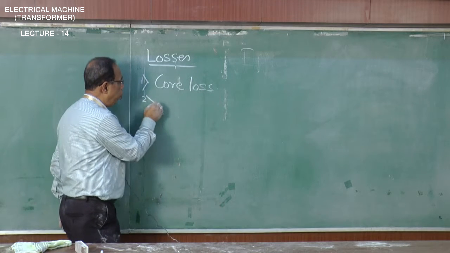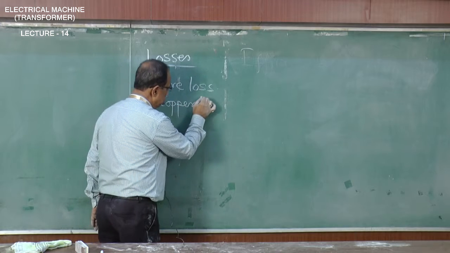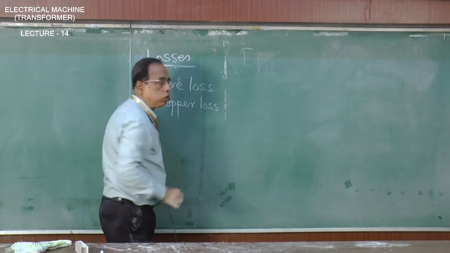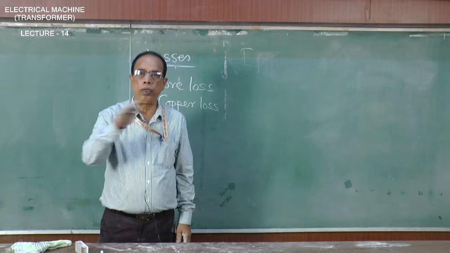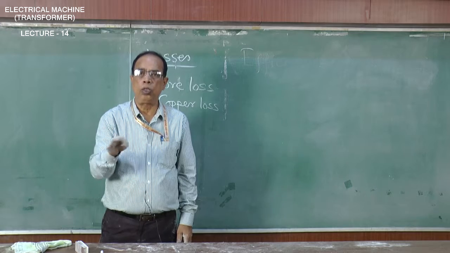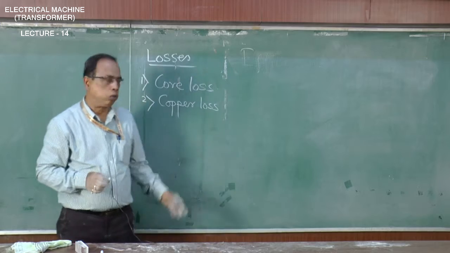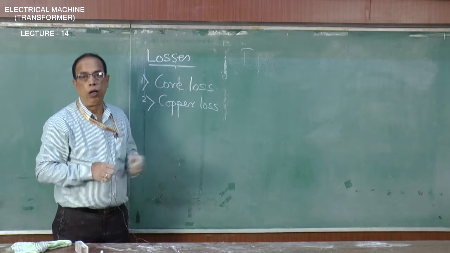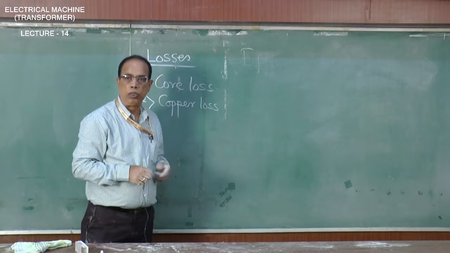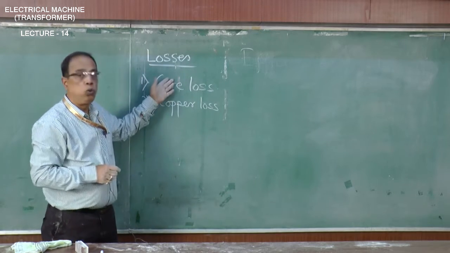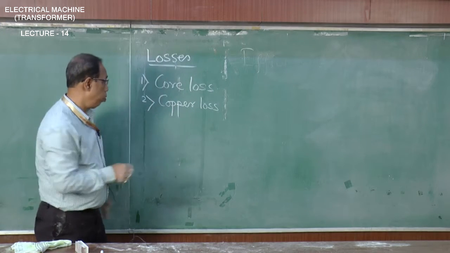Then there will be a copper loss. Copper loss, which I told you, when current passes through the conductor, because of its resistance, there will be I square R loss, and that loss is called copper loss, and that is quite high. That is a major contributor of the losses to the transformer. These two are the main players which are causing losses in the transformer.